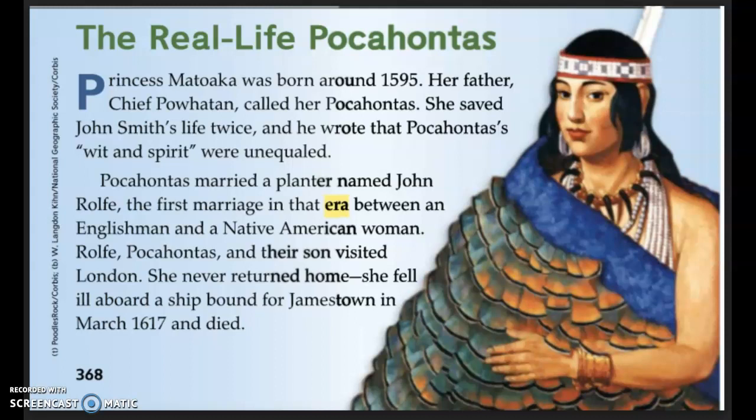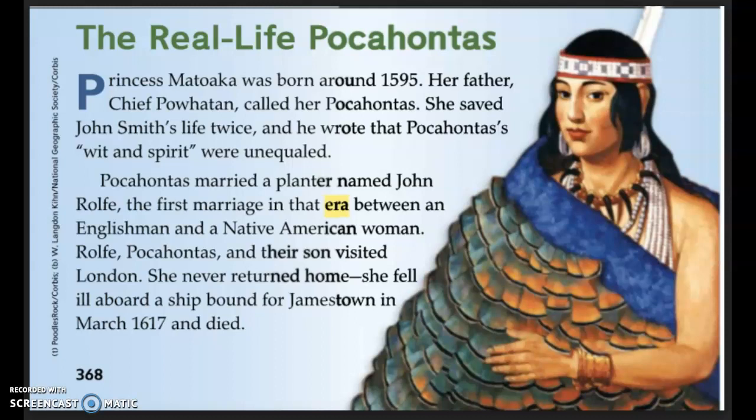The Real Life Pocahontas. Princess Matoaka was born around 1595. Her father, Chief Powhatan, called her Pocahontas. She saved John Smith's life twice, and he wrote that Pocahontas's wit and spirit were unequaled. Now, let's stop right there and let's think about some of the important details in there that we cannot leave out in a summary. Okay?